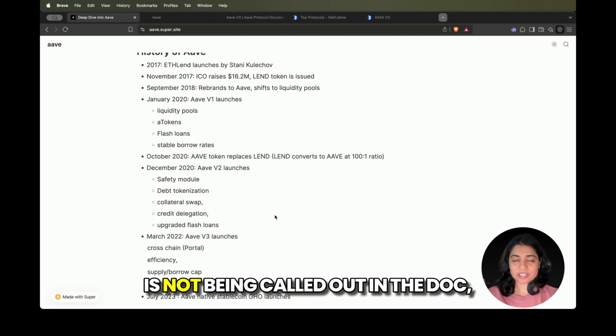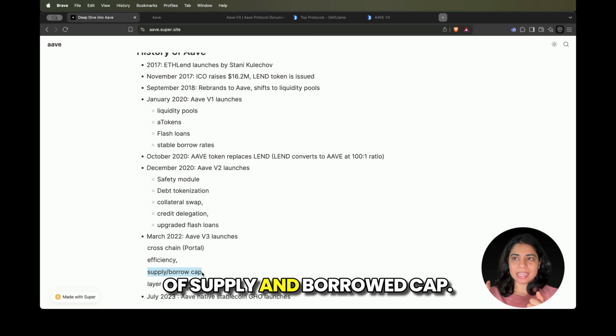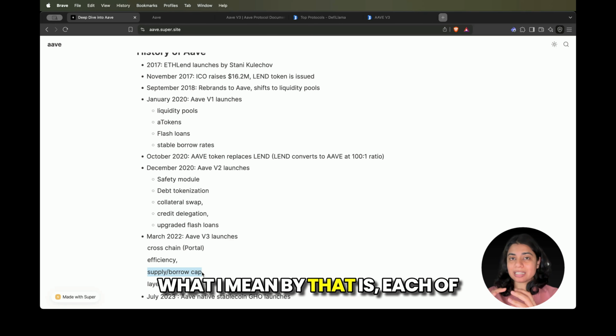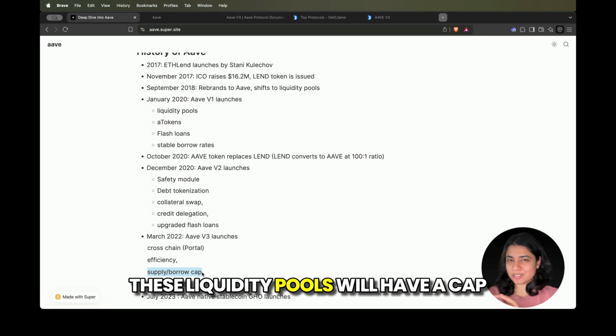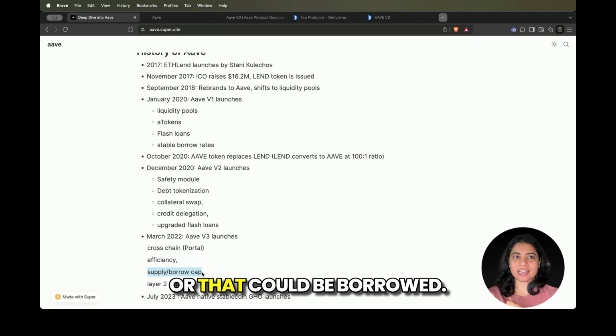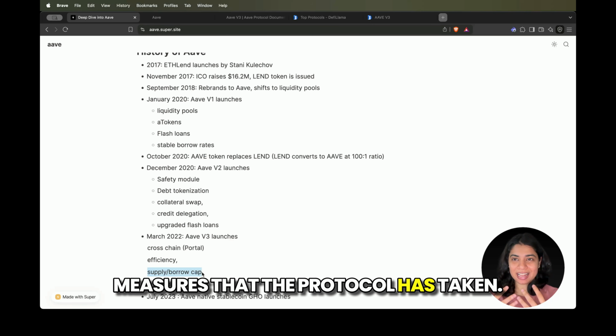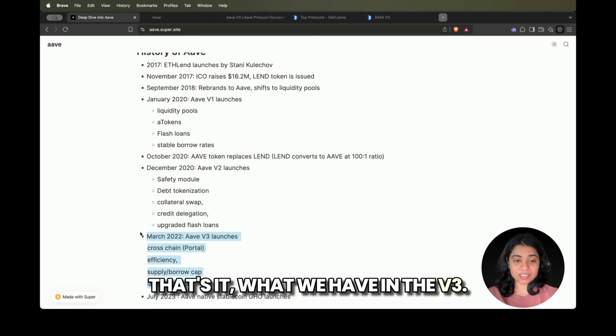One more thing that is not called out in the doc is that Aave V3 introduced the concept of supply and borrow caps. What I mean by that is each of these liquidity pools will have a cap on the assets that could be supplied or borrowed. This is one of the security measures that the protocol has taken. That's it for what we have in V3.